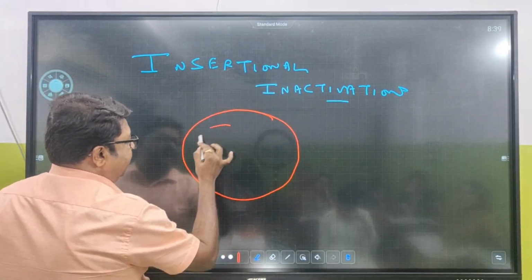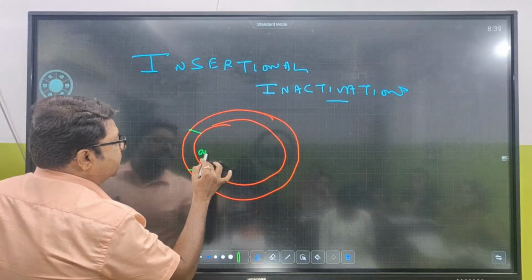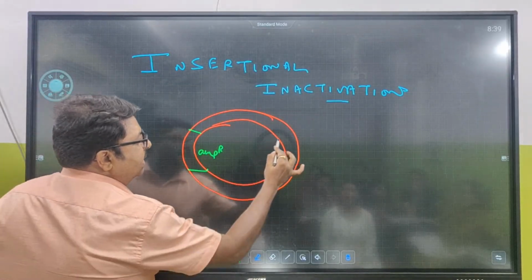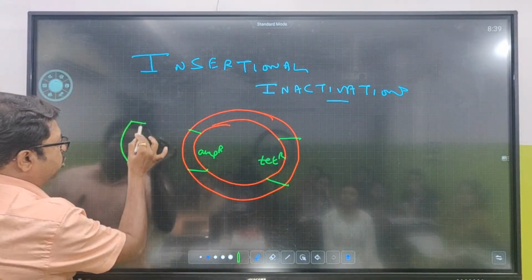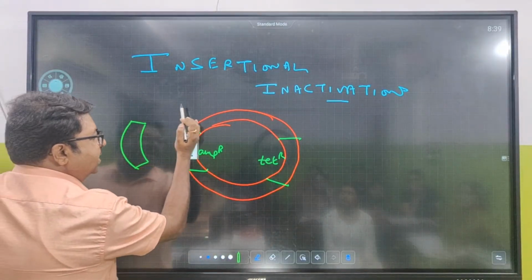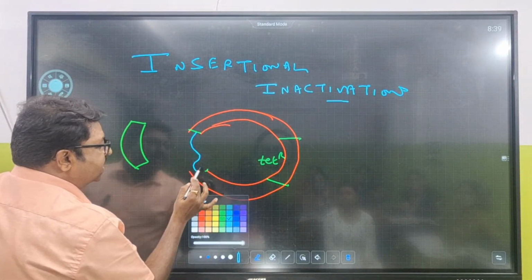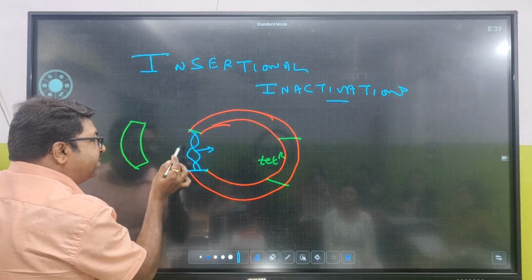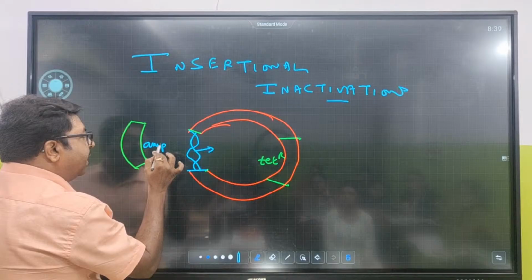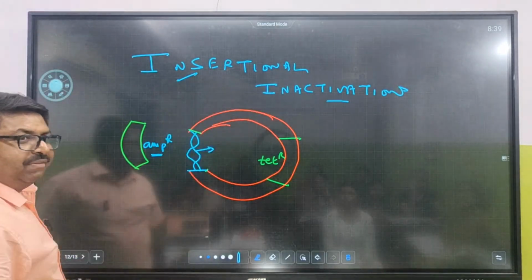This is the plasmid again, and this portion is the ampicillin resistant site. This is the tetracycline resistant site. You have cut off this portion. The ampicillin resistant site has been cut off, and our gene of interest got inserted in this site. So our gene of interest has inactivated what? The ampicillin resistant site. And this is what is called insertional inactivation.